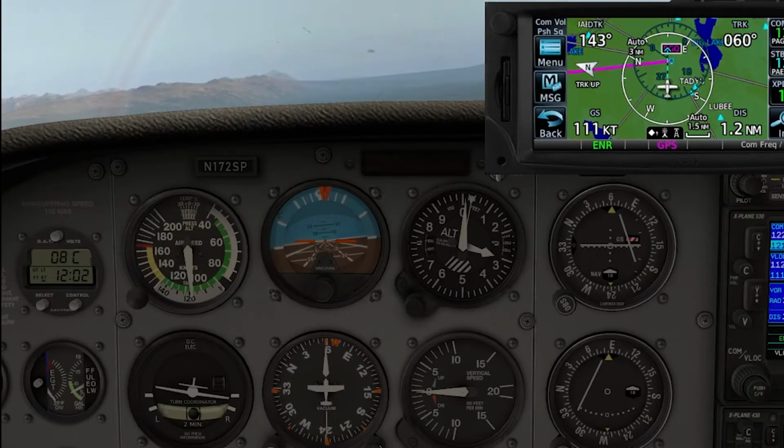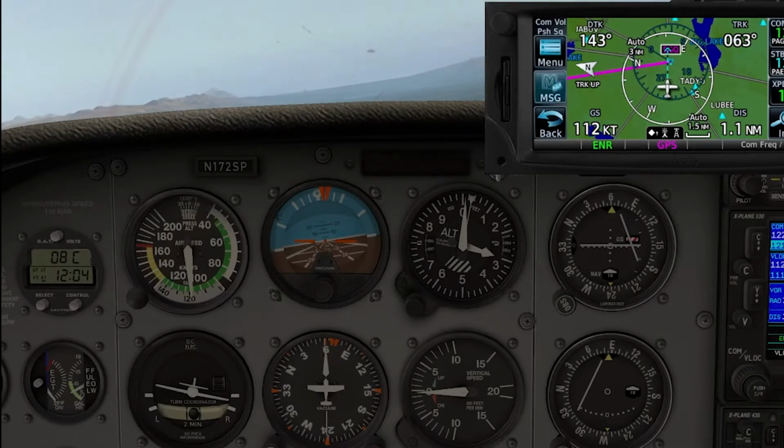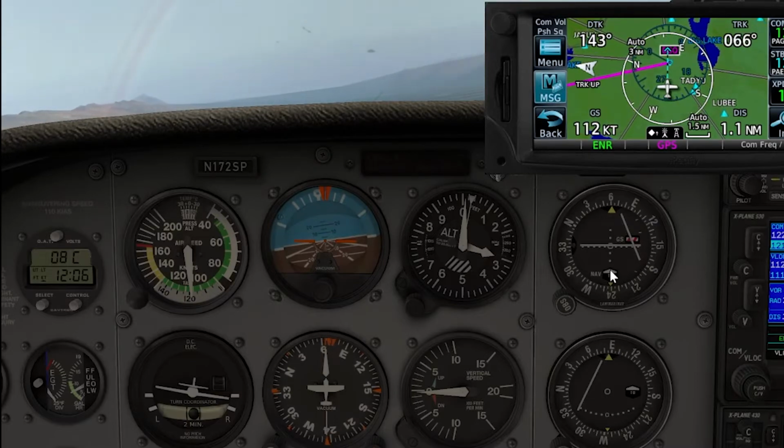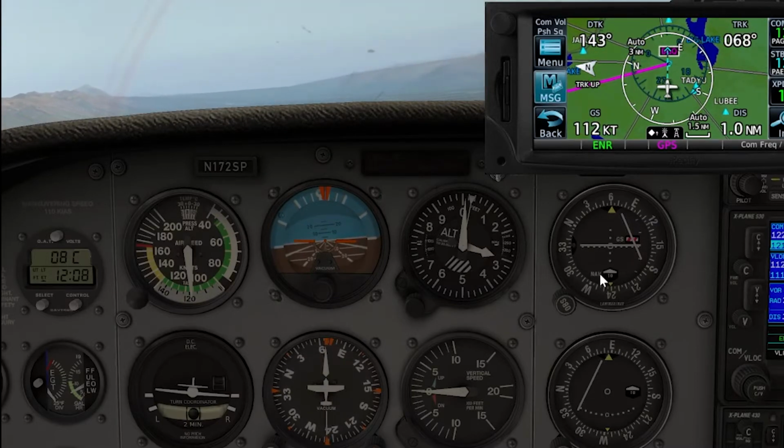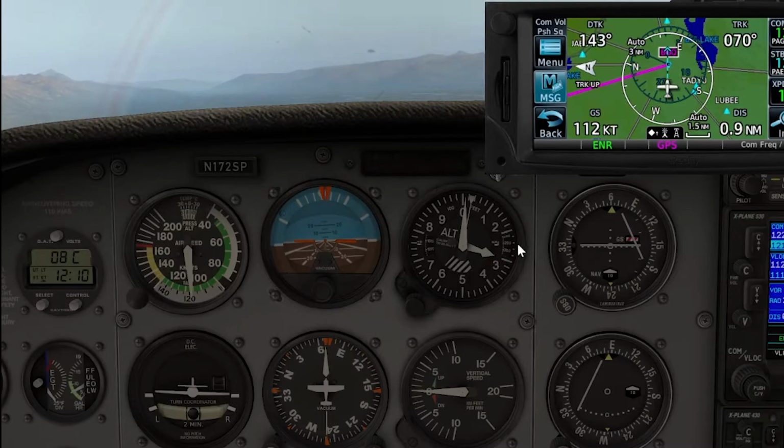060, we're going to try and compensate for that. That's the inbound course. Once that flag flips again, we're going to start our right-hand turn to 240 and check the timer.